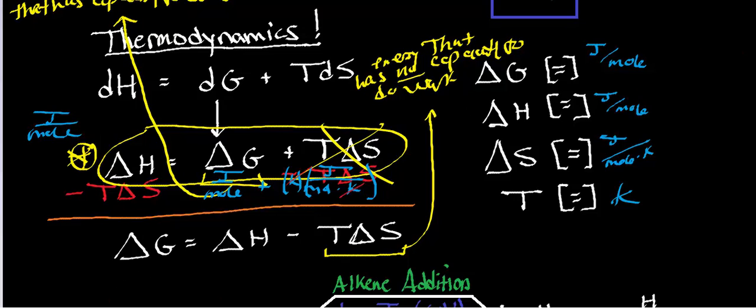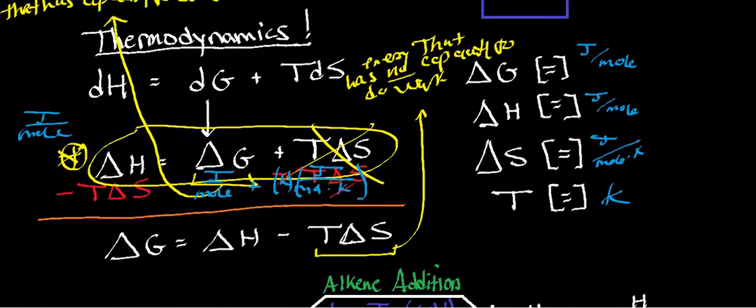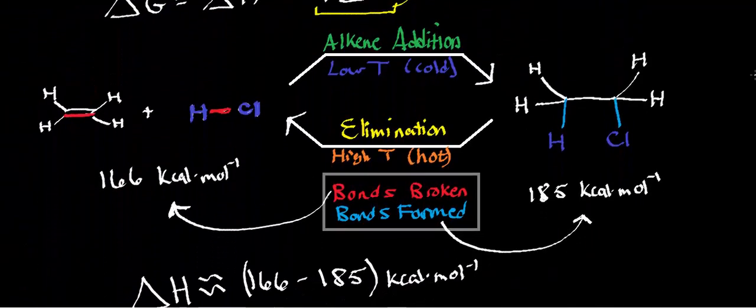Now, the question is, how do I predict which side of the reaction is favored? Do I favor the alkene addition or do I favor the elimination? Here is the fact. Alkene additions are favored at low temperature. Eliminations are favored at high temperature, okay? And we'll talk about why that is.